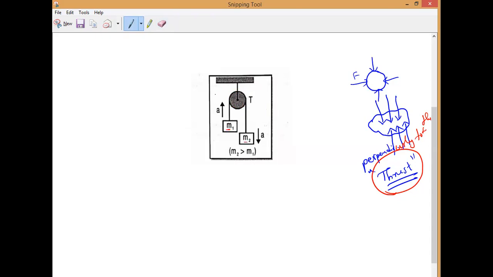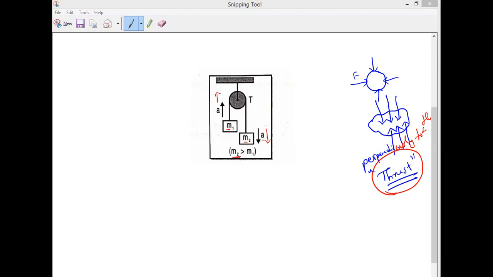So now you can see M1 is going upward, so acceleration is like this. M2 is coming downwards. Whose body weight is more, M1 or M2? M2 has more mass than M1. That is why M2 is coming down and M1 is going up. Is it yes or no? Yes, sir.